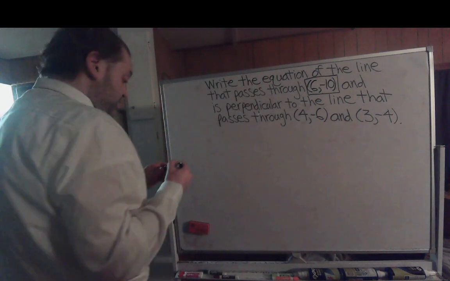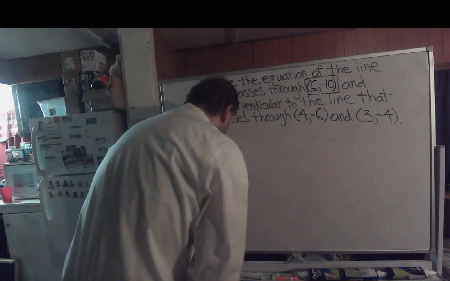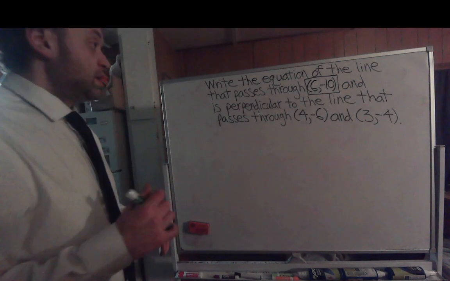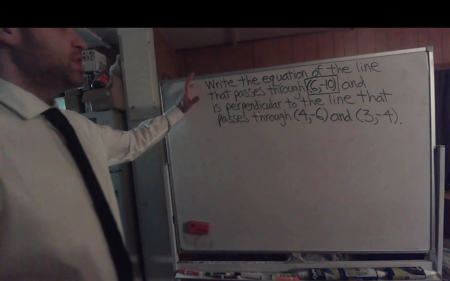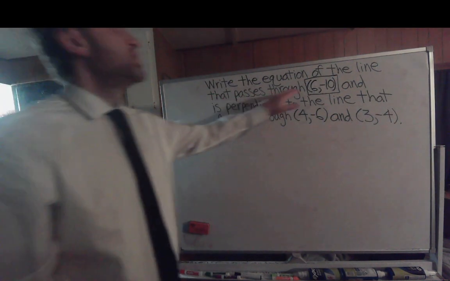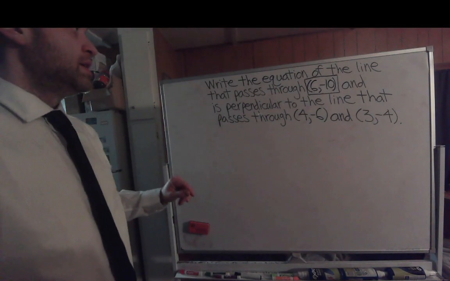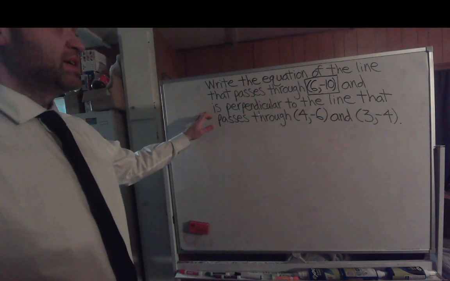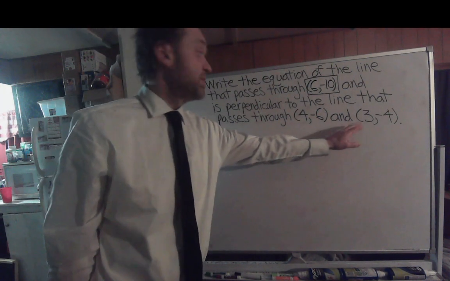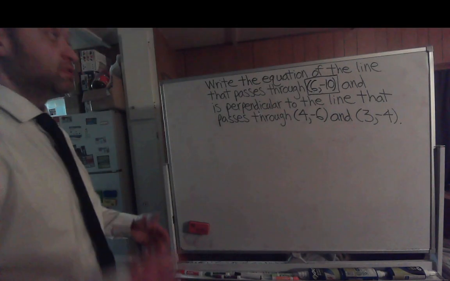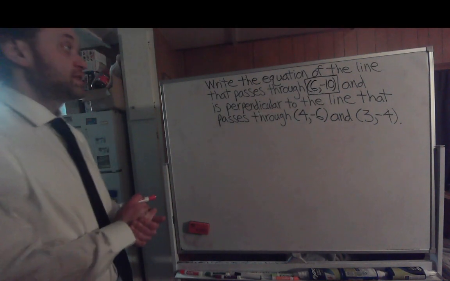All right, so another one here. Write the equation of the line that passes through (6, -10) and is perpendicular to the line that passes through (4, -6) and (3, -4). It looks awful, I know it does.